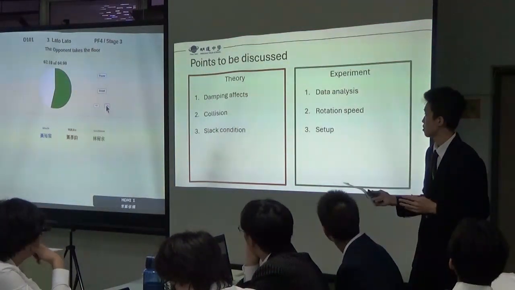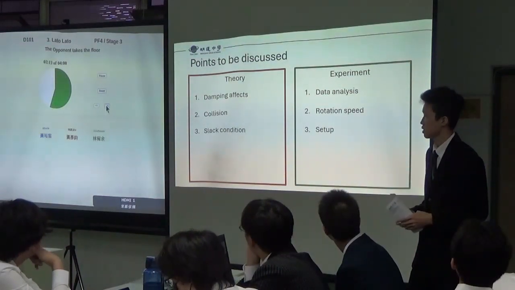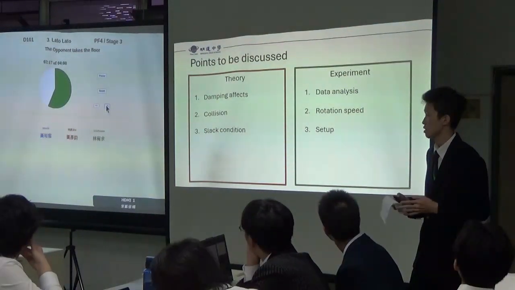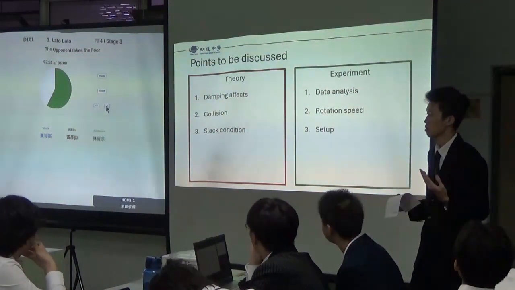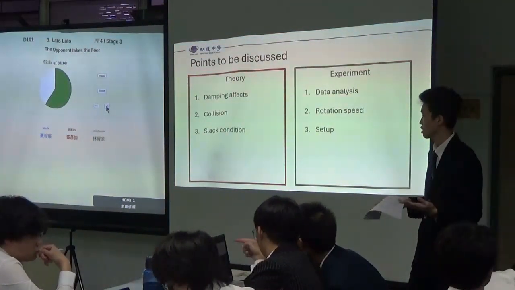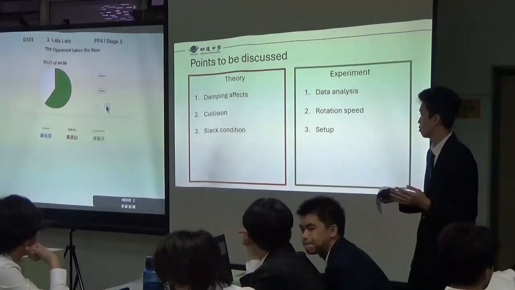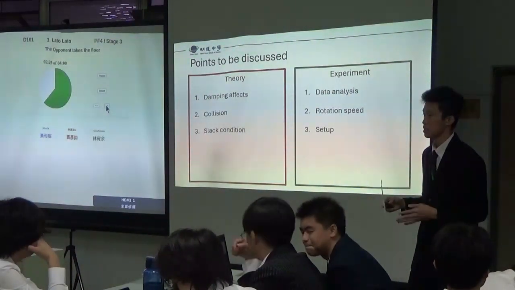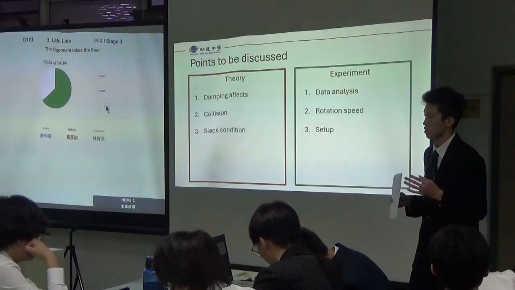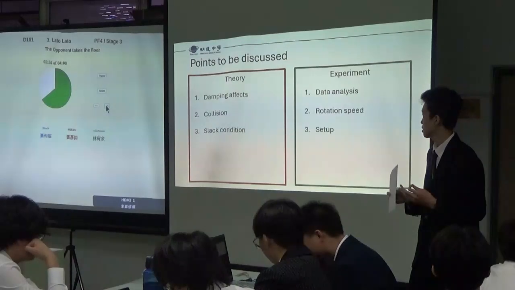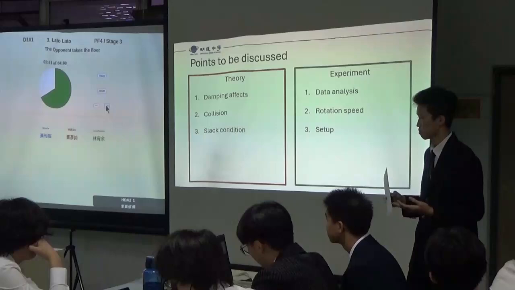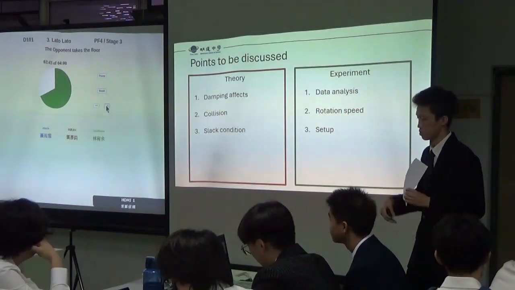And here are the points I would like to discuss with the proposal. In the theory part, they mentioned the damping effect is negligible, and I would like to know the reason why. And also how the collision condition was considered in their theory model. And lastly, I want to talk about the stuck condition. For the experiment part, I have some confusion about their data analysis method, and also the rotation speed mentioned in his setup. So I would like to invite the proposal.